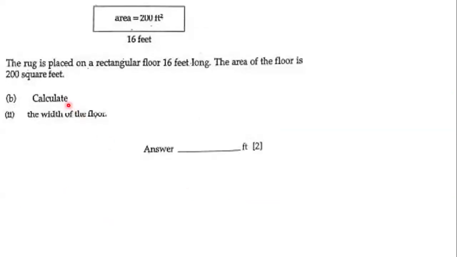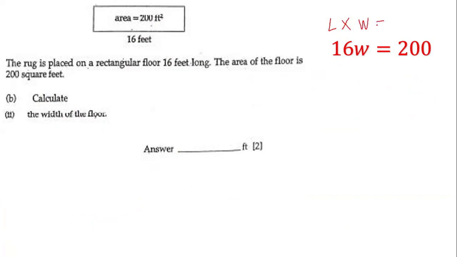Next, the question states, calculate the width of the floor. We already know that the length of the floor is 16 feet long, and that its area is 200 feet squared, but what is the width of the floor? Now notice that the area of the rectangle is length times width. So the area of the rectangle is going to be the length of the rectangle multiplied by the width of the rectangle.